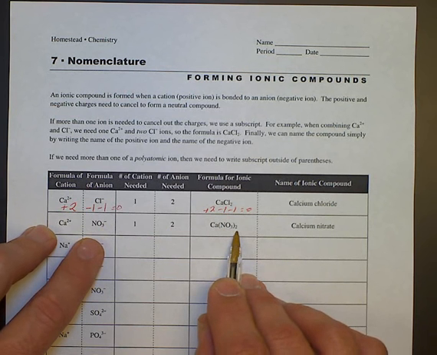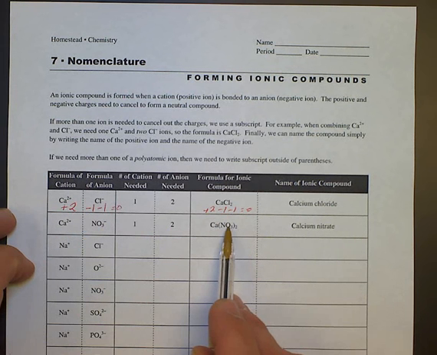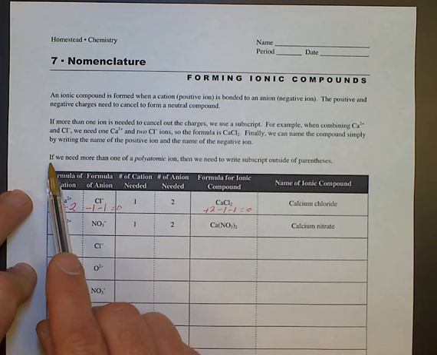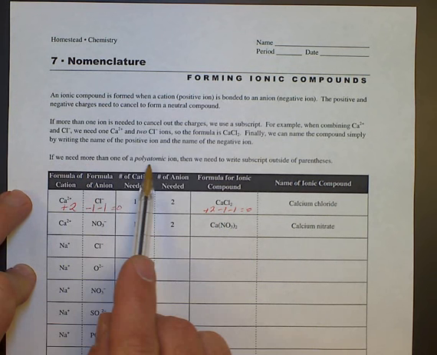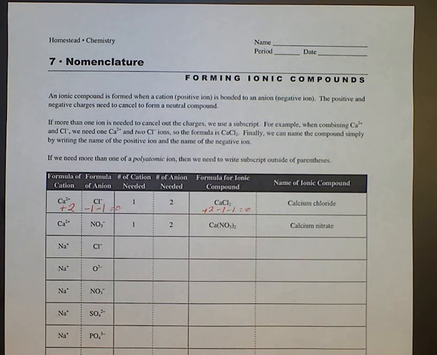So we can show that we have two of these whole things. And that's this rule written right up here. If we need more than one polyatomic ion, then we need to write the subscript outside of parentheses. And there are a number of anions that are polyatomic. There's really only one cation that's polyatomic, and that's the ammonium ion. Actually, there's two, the hydronium ion as well, both +1 charges.